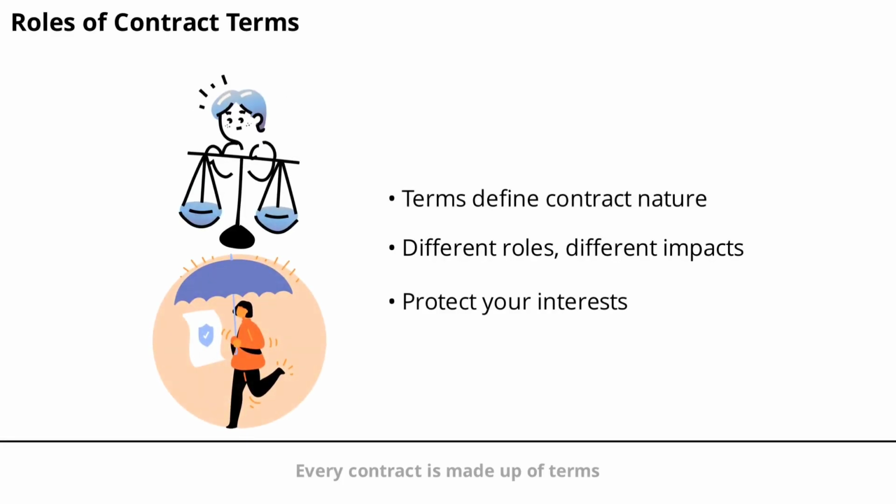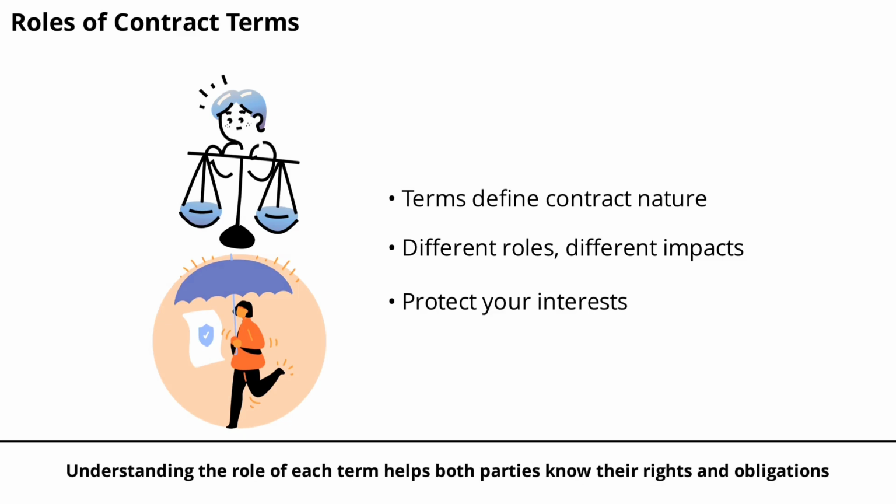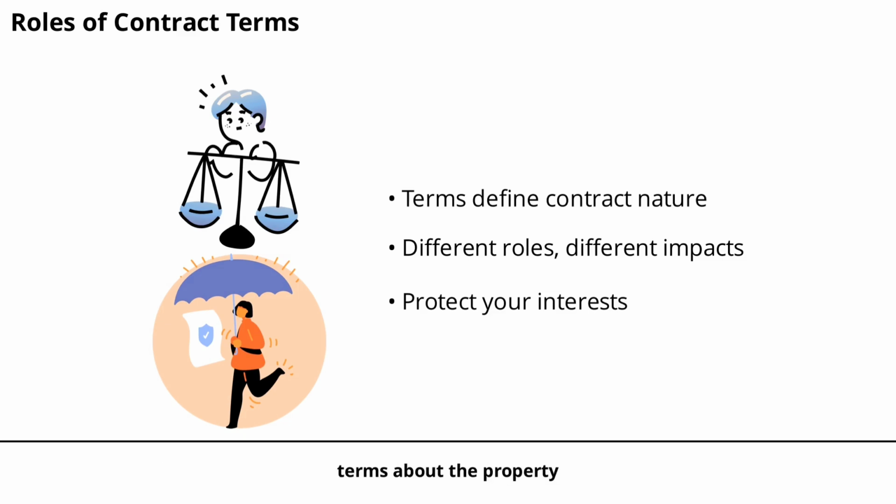Every contract is made up of terms, but not all terms play the same role. Some terms define the very nature of the contract, while others add details or special conditions. Understanding the role of each term helps both parties know their rights and obligations. For example, in a lease, terms about the property, duration, and rent are crucial. Other terms might address maintenance or special agreements. By identifying the role of each term, you can better protect your interests and avoid misunderstandings.